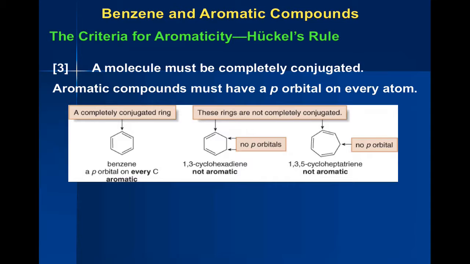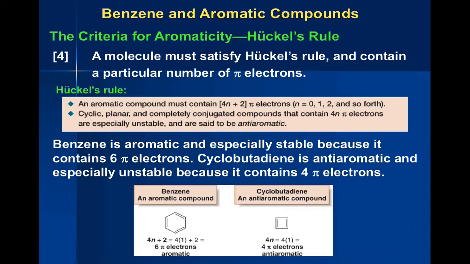Rule three? Completely conjugated. And this takes us to our last, but not least, some people would actually say most important rule, Huckel's rule. The molecule must satisfy Huckel's rule and contain a particular number of pi electrons. Not all pi electron counts are aromatic. So an aromatic compound must satisfy this simple little equation, 4n plus 2. 4 times n plus 2 must equal the number of pi electrons.